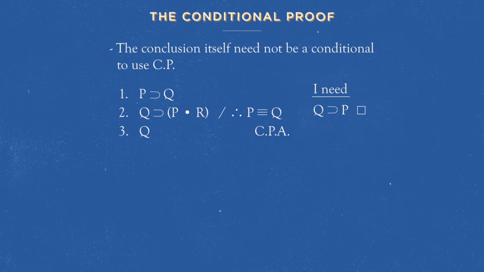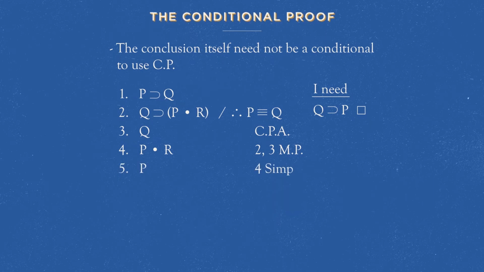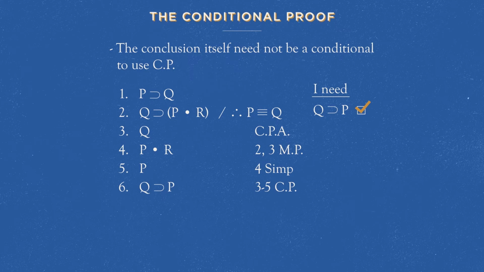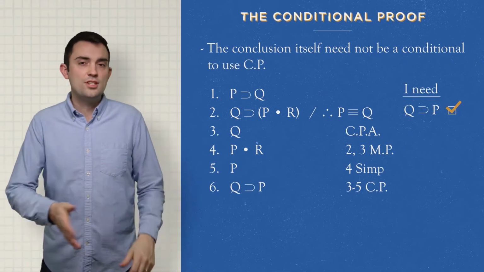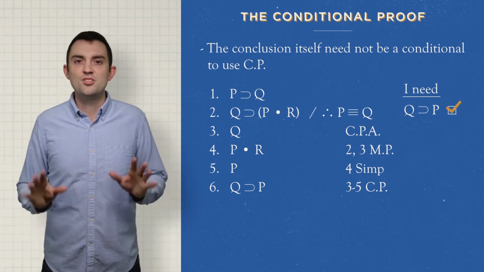So look at what I have. If Q then P and R, Q, therefore P and R by modus ponens. Then I can just simplify that P and R to P by simplification. Now I've assumed Q and I've deduced P, and that means I can conclude if Q then P by the conditional proof. Now I'm not necessarily done. I can just keep going with the proof. Just because I've used the conditional proof doesn't mean I have to stop.